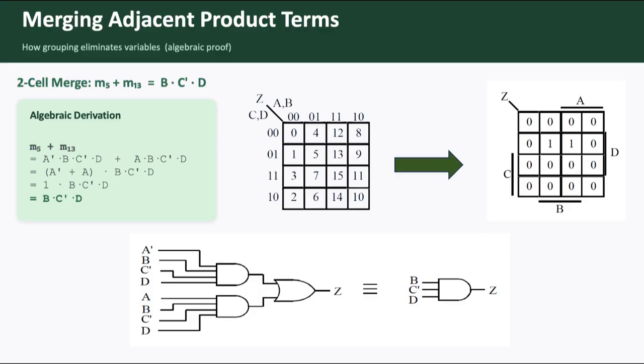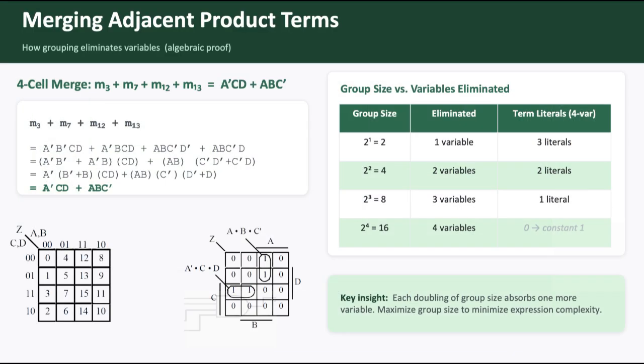The general principle: in a group of 2 raised to I cells, exactly I variables are absorbed, leaving a product term with K minus I literals for a K variable map. A 2-cell group absorbs 1 variable. A 4-cell group absorbs 2. An 8-cell group absorbs 3. Now let's extend this to a 4-cell merge, specifically M3 plus M7 plus M12 plus M13.